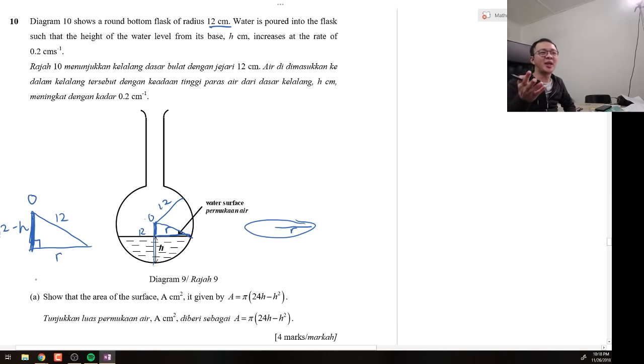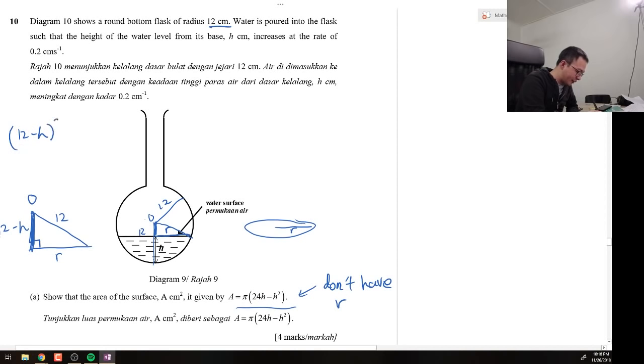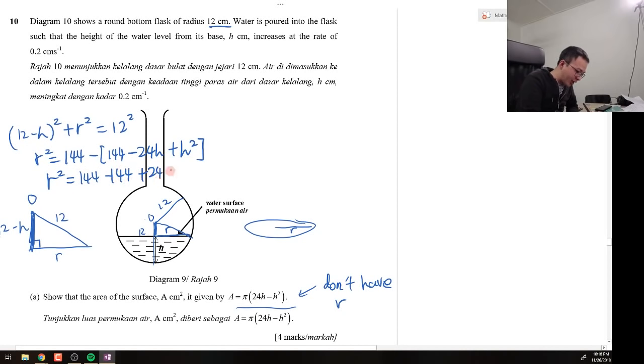Why do I make R the subject rather than H? Because you realize the whole equation here does not have R, and that actually gives you a big hint: you need to make R the subject. So I will use Pythagoras: 12 minus H squared plus R squared equals 12 squared. Since I want R squared as the subject, R squared equals 144 minus this one. Expanding it, it's 144 minus 24H plus H squared. So R squared equals 144 minus 144 plus 24H minus H squared. The 144 and 144 cancel, so my R squared equals 24H minus H squared.